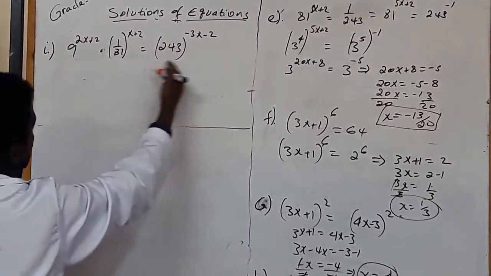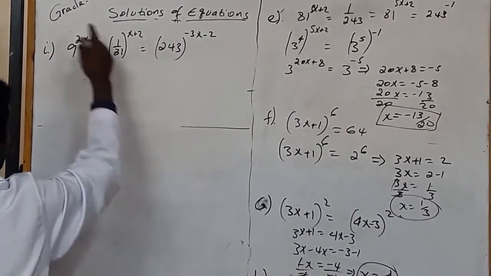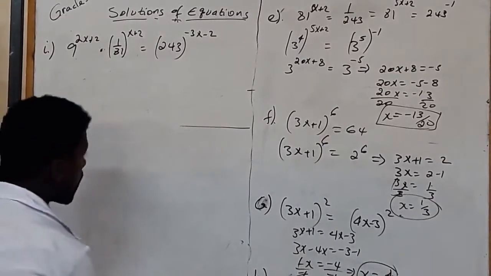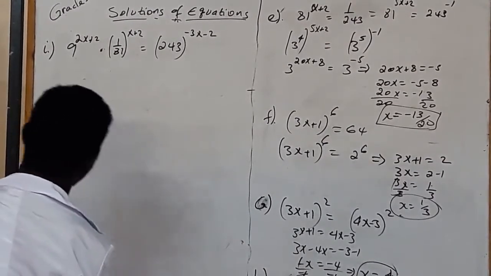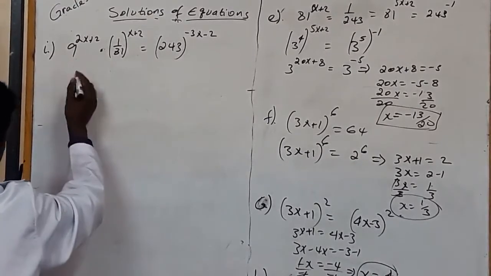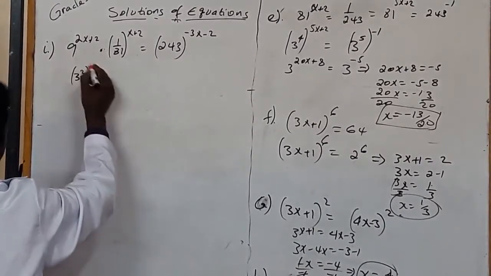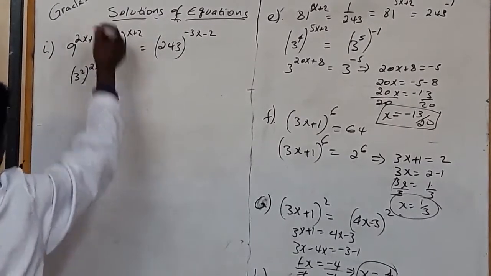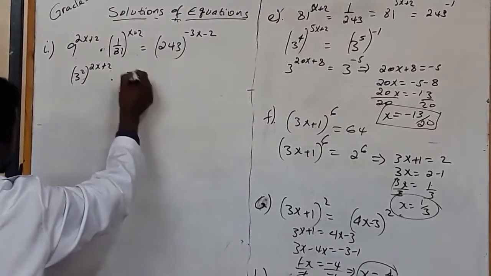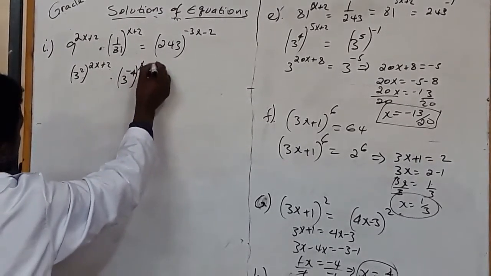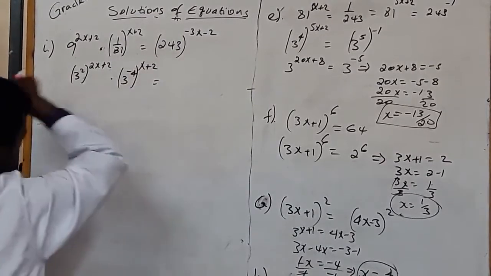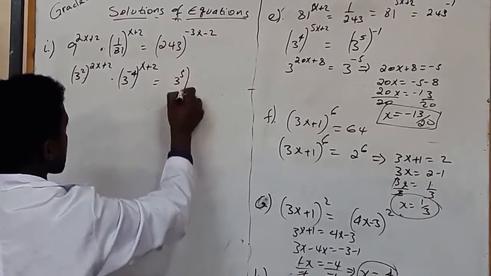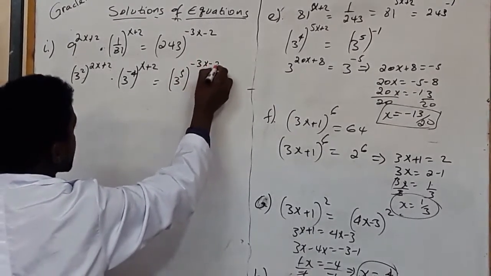We can change all the numbers to the same base, because the number we are going to find out is on the exponent part. Therefore, let's write 9 as base 3: 3 squared, the power of 2x plus 2, times, and 1 over 81 can be written as 3 to the power of negative 4, the whole to the power of x plus 2, is equal to, again, 243 can be written in power form with base 3, 3 to the power of 5, the whole to the power of negative 3x minus 2.